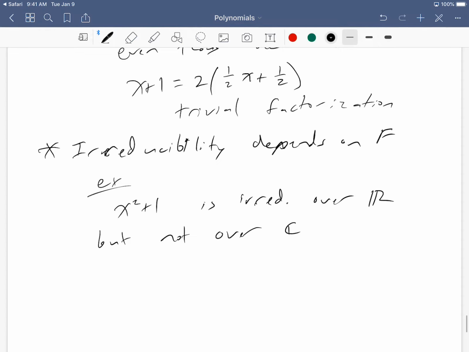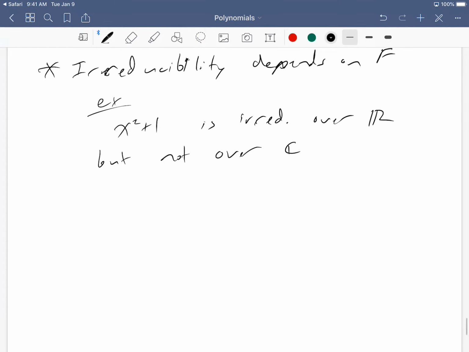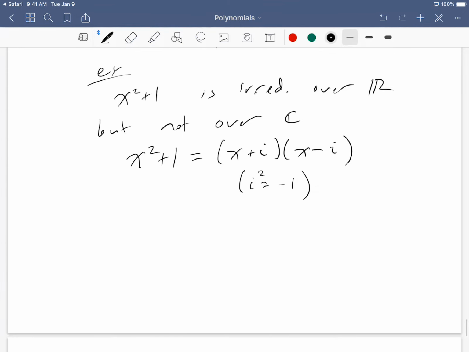So if we consider our field of constants to be R, then we can't reduce x squared plus 1. But if we consider our field of constants to be all complex numbers, then I can factor this as x plus i times x minus i. i is that square root of negative 1, so i squared is negative 1.